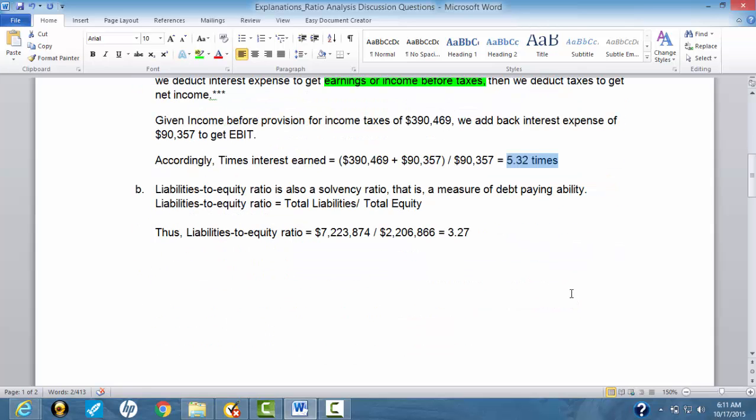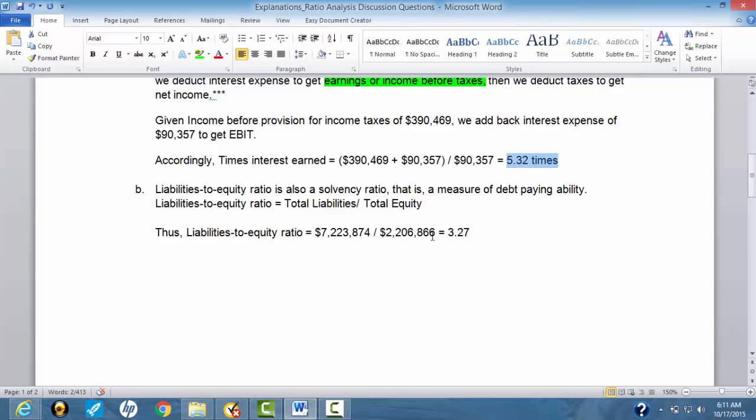Now let's look at liabilities to equity ratio, or debt to equity ratio. This is a financing and solvency ratio because it gives us an indication of the liabilities compared to the equity of the company. The higher the ratio, the more liabilities a company is carrying, and we can say that its ability to take on more debt will be diminished. We can also say that companies with high liabilities to equity ratio are considered to be more risky.